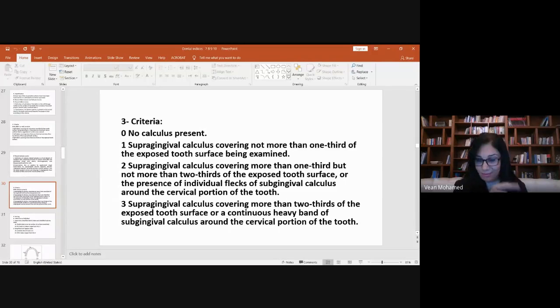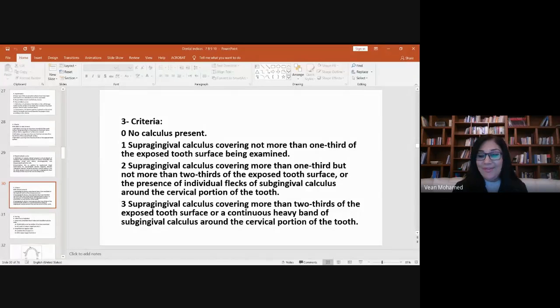The same as one before. 1: Supragingival calculus covering not more than 1/3 of the exposed tooth. 2: Supragingival calculus covering more than 1/3 but not more than 2/3 of the exposed tooth. 3: Supragingival calculus covering more than 2/3 of the exposed tooth surface and a heavy abundance of subgingival calculus around the cervical portion of the tooth.